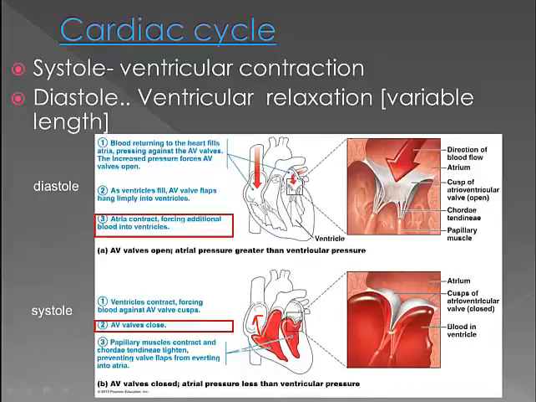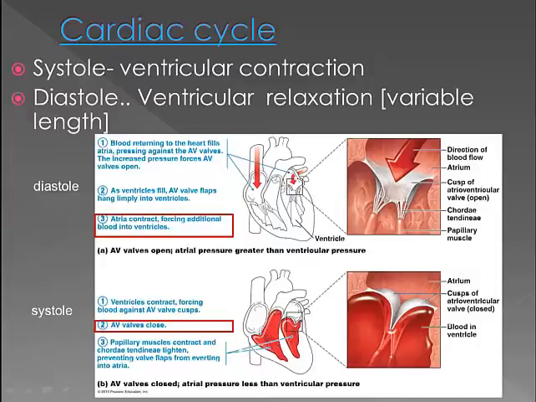As the blood has already filled the ventricles, the increased amount of blood in the ventricles pushes against the cusps of the AV valves, and you notice how it brings these leaflets very close to each other. At the same time, as the ventricle contracts, the papillary muscles also contract. They pull on the chordae tendineae, and the chordae tendineae pull on the cusps. So they bring the cusps close to each other and help to close the AV valves.